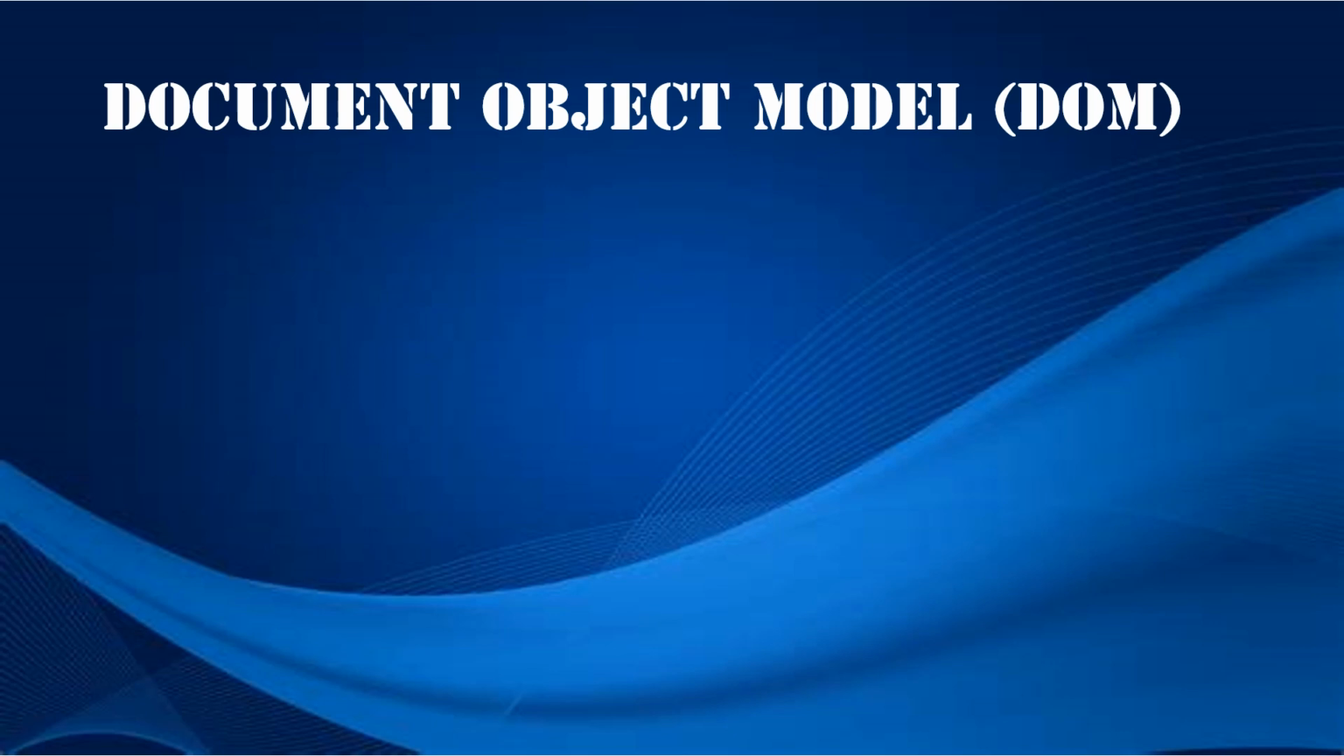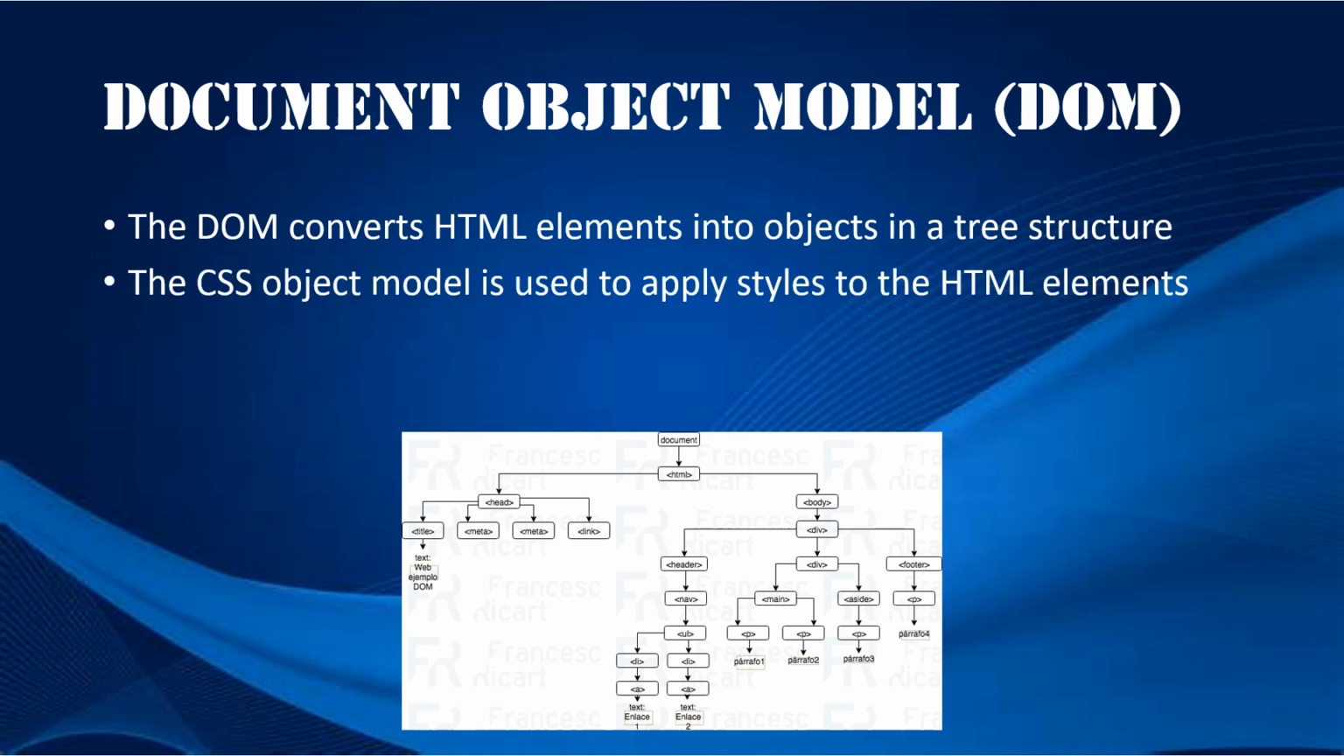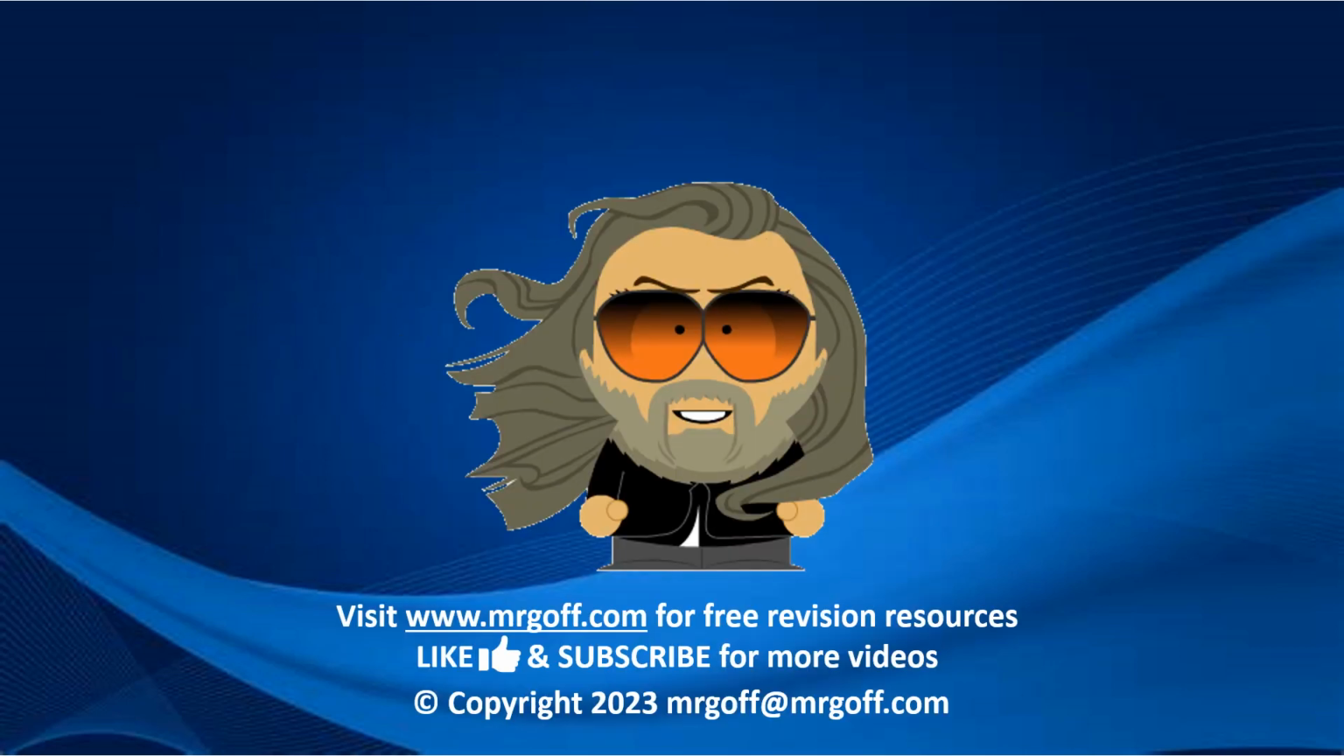The Document Object Model, or DOM for short, converts HTML elements into objects in a tree structure. The CSS Object Model is used to apply styles to the HTML objects. JavaScript is then parsed and executed. Once this has all been completed, the web page is rendered for the user in their web browser and appears as anticipated. That brings us to the end of this video on standard application layer protocols.